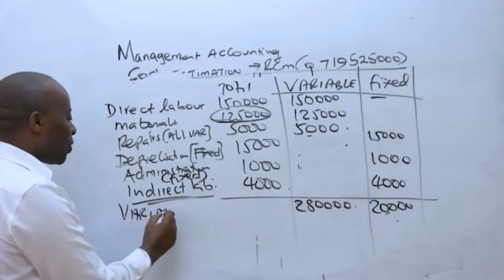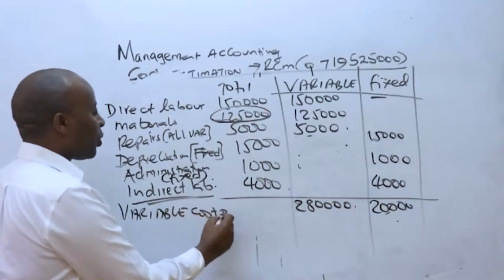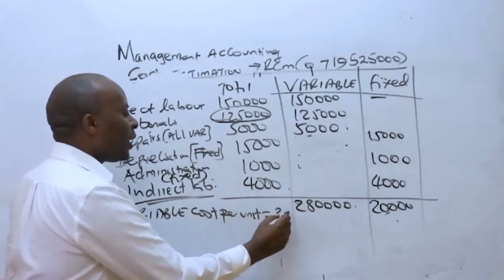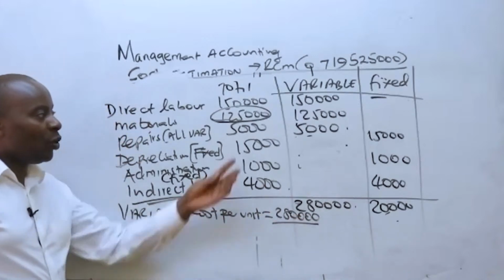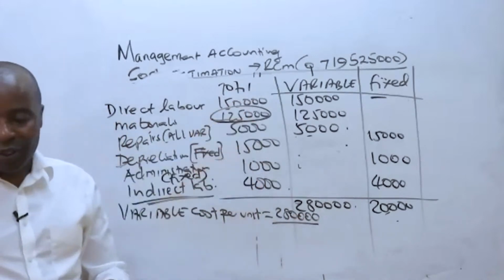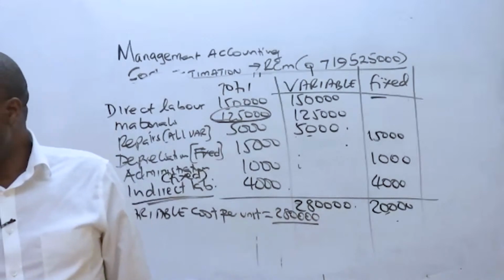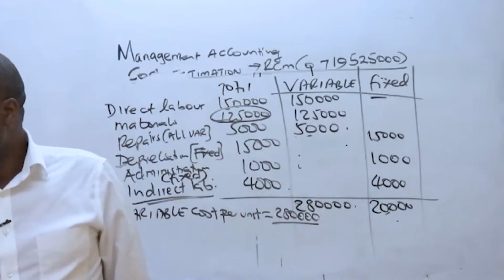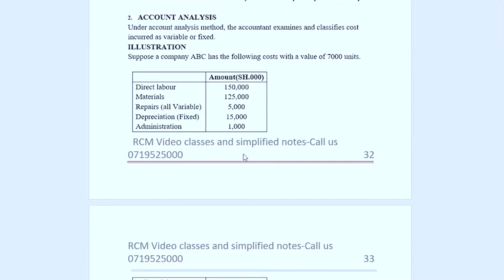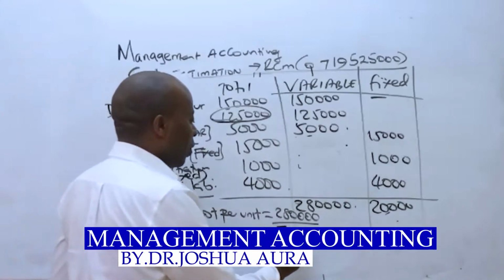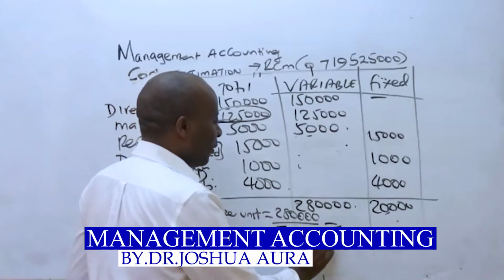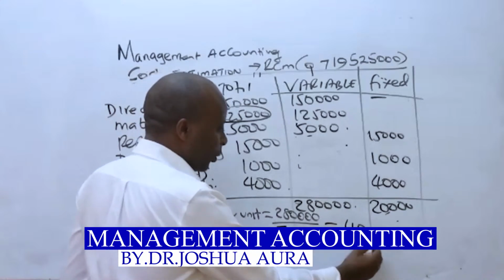So the variable cost per unit, I will take the total amount of 280,000 divided by the number of units which were produced with these expenses. The number of units produced with these expenses you have been given in the question: 7,000 units. So please take the figure that you have here, divide by 7,000, and then you should be able to give us a figure. 40, thank you very much.